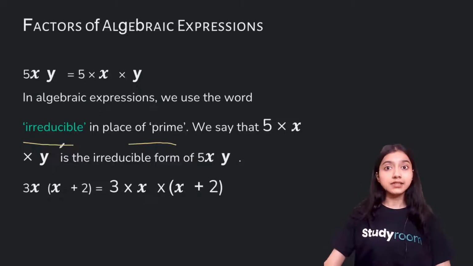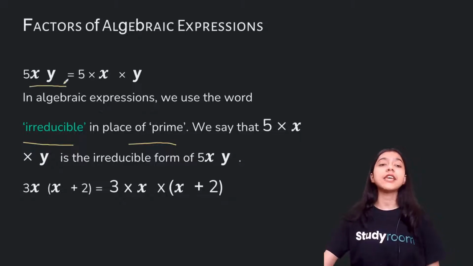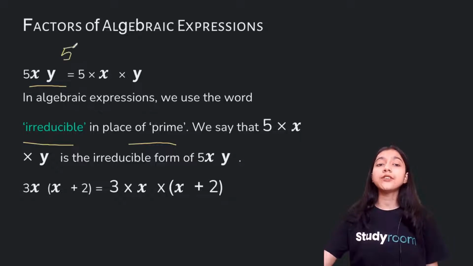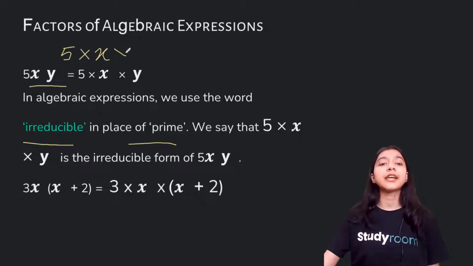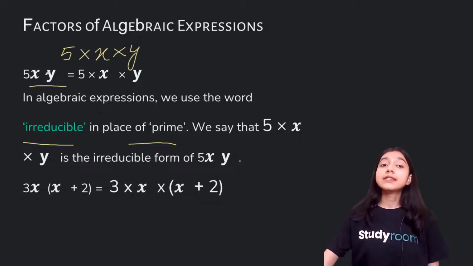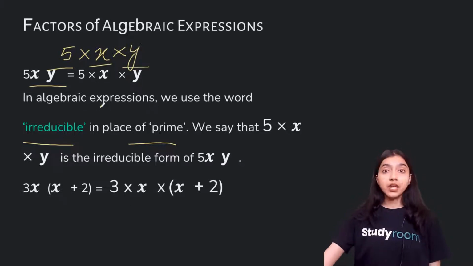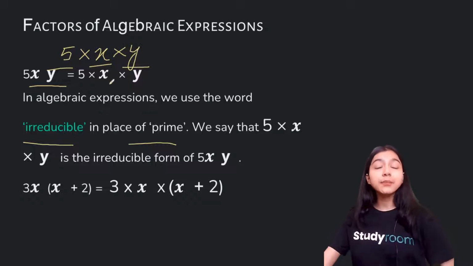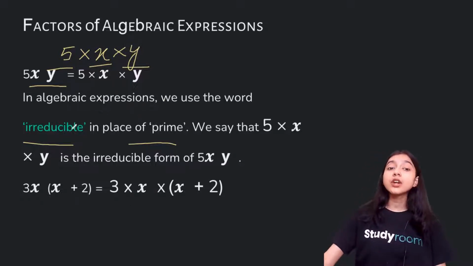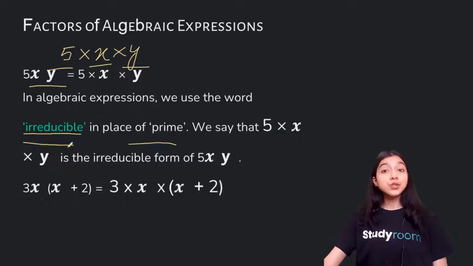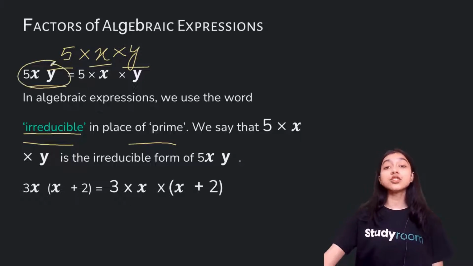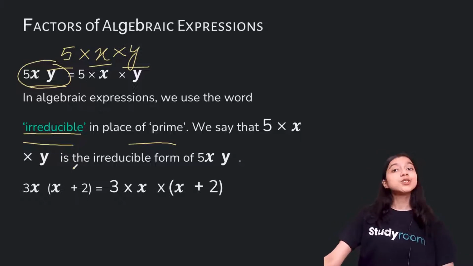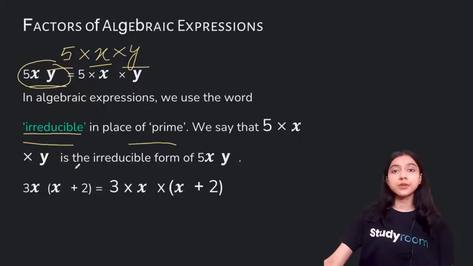Let us first take an example of an algebraic expression that is 5xy. Now, I can write 5xy as the product of 5 multiplied with x multiplied with y. So, this 5, x and y cannot be further reduced. 5, x and y, each of them cannot be further reduced and hence they are known as irreducible. So, we have represented this algebraic expression as a product of its irreducible factors. So, this is what happens in case of an algebraic expression.